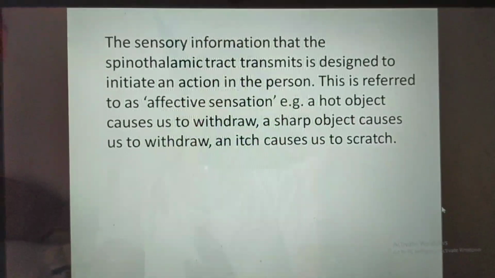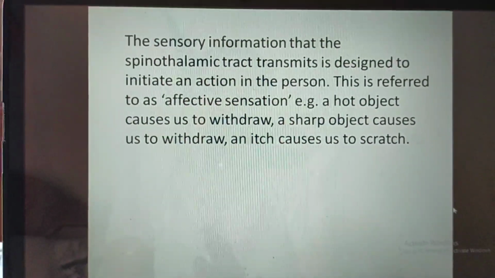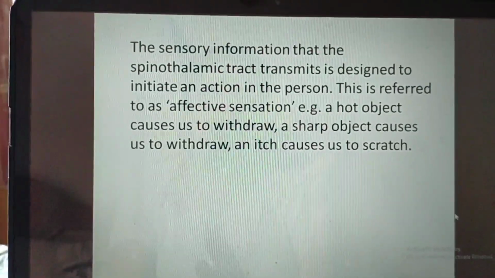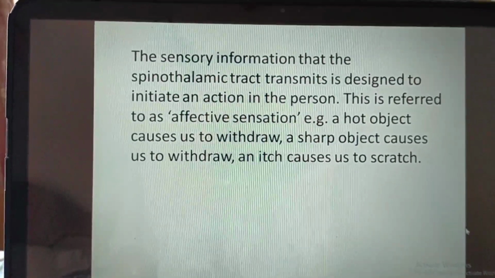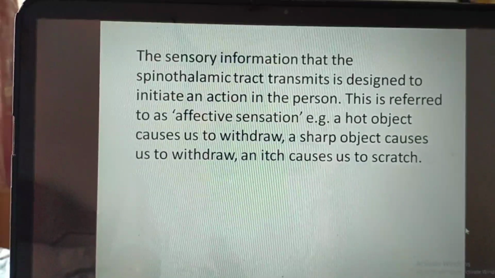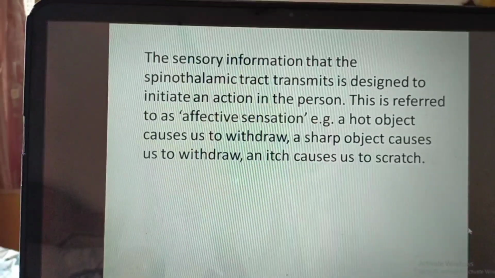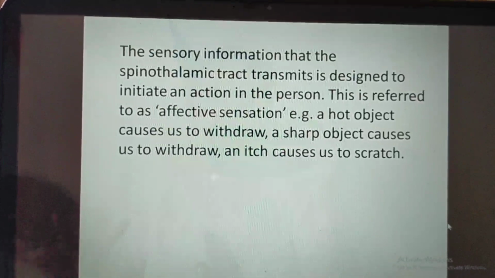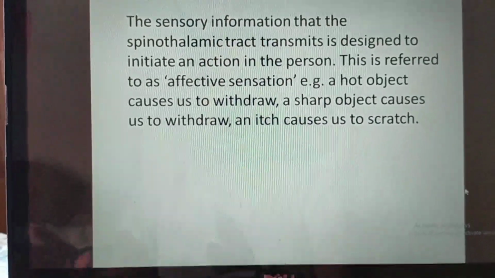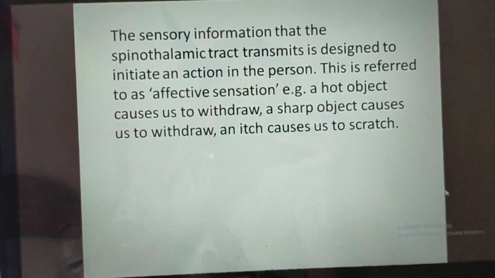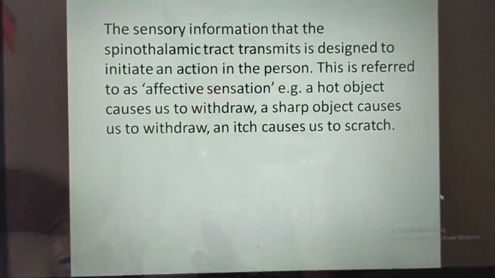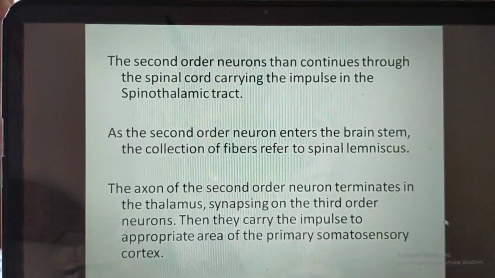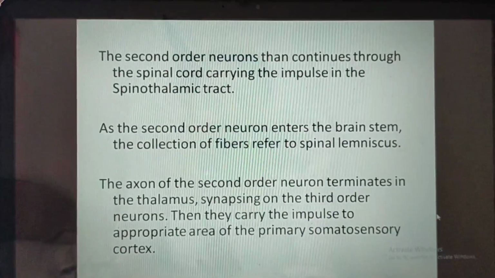The sensory information that the spinothalamic tract transmits is designed to initiate an action in the person, and this is referred to as affective sensation. For example, a hot object causes us to withdraw, a sharp object causes us to withdraw, and each causes us to scratch. That means if you touch a hot object, you immediately withdraw your hand. Whether it is the hand, the leg or any part of the body, if a hot object or cold object touches it, how you would react. This is that. So it was about the pathway for temperature sensation.